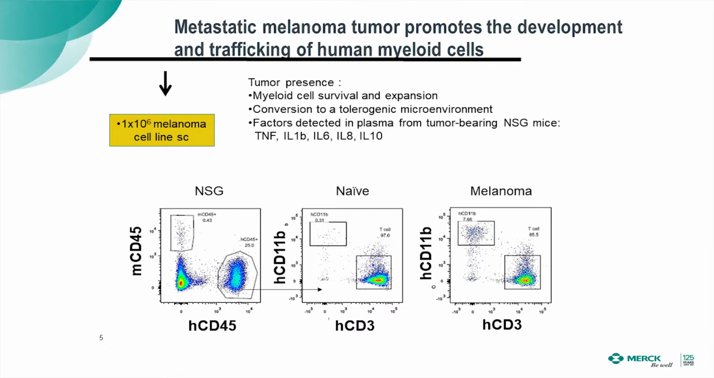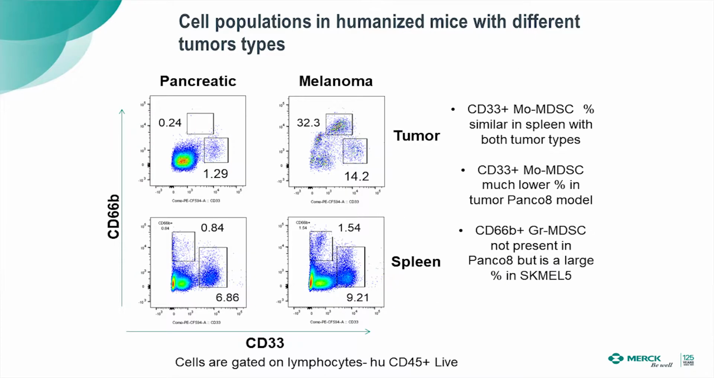But this particular tumor not only drove nice T cell responses and B cell responses, which we could see in the periphery and in the spleen, but we were also seeing myeloid cells not only going to the tumor, but also setting up shop in other organs.